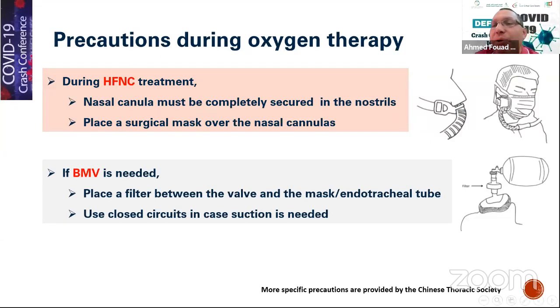Using a high flow nasal cannula, yes, you can use it, maximum 60 liters per minute, but be sure that it is completely secured in the nostril, and you can use a surgical mask on top of the nasal cannula for the patient himself. Bag valve mask, we said the precaution of the bag valve mask: put a filter, as we have mentioned early, near the patient, and use a closed circuit in case suction is needed.